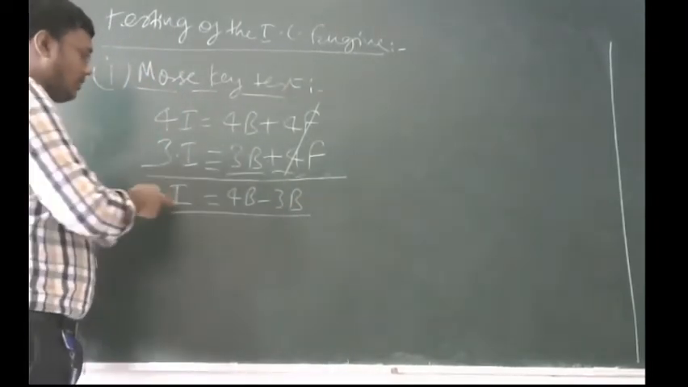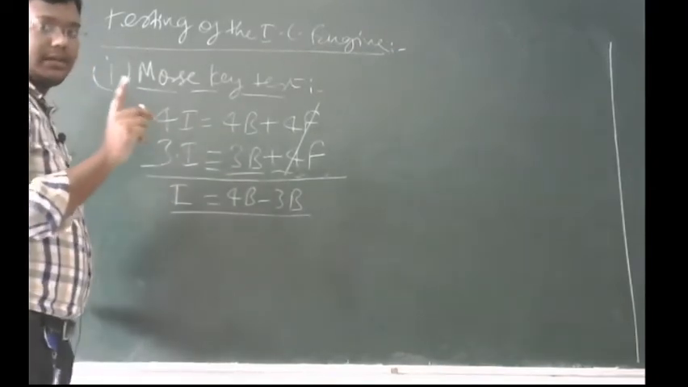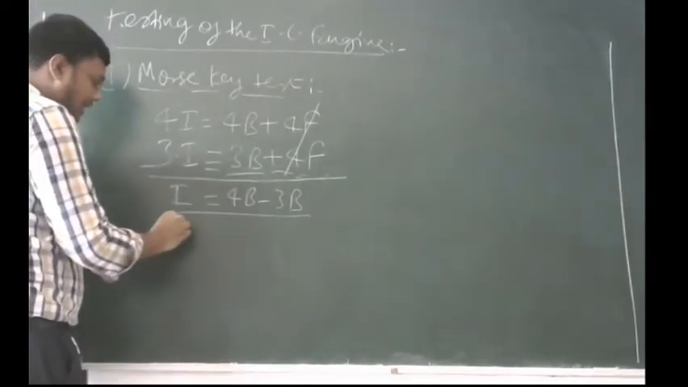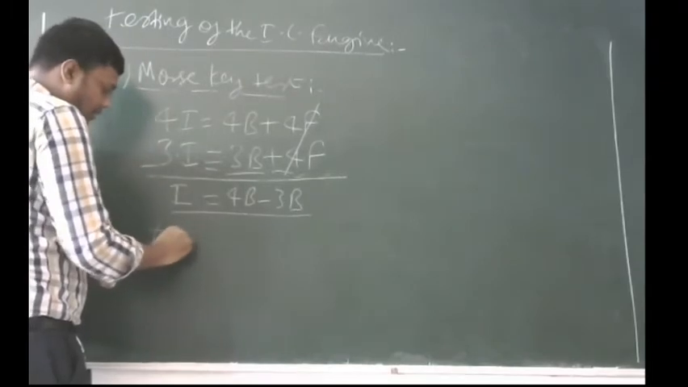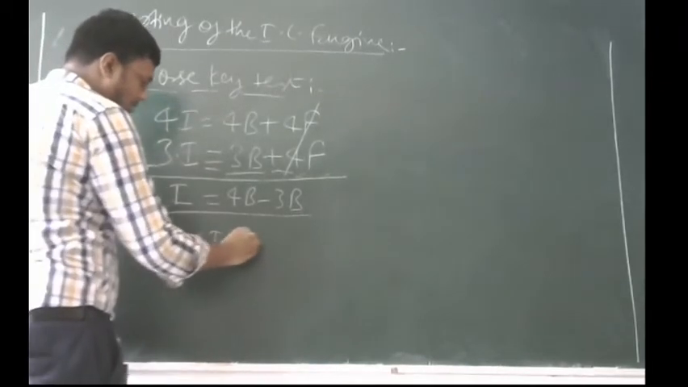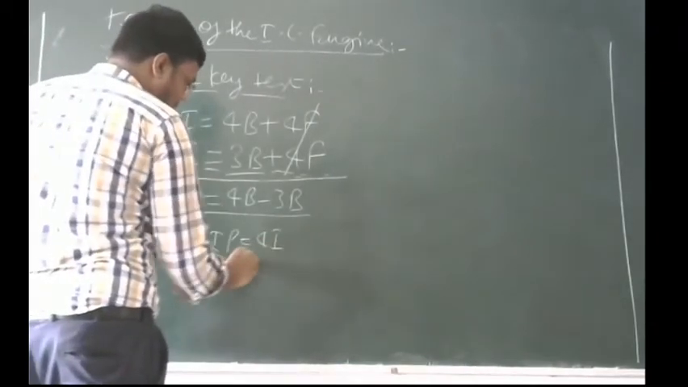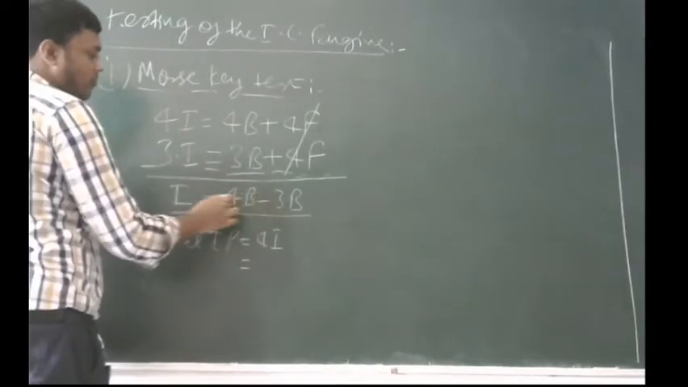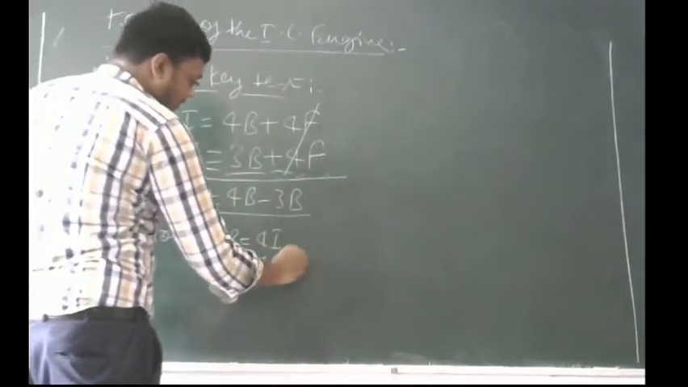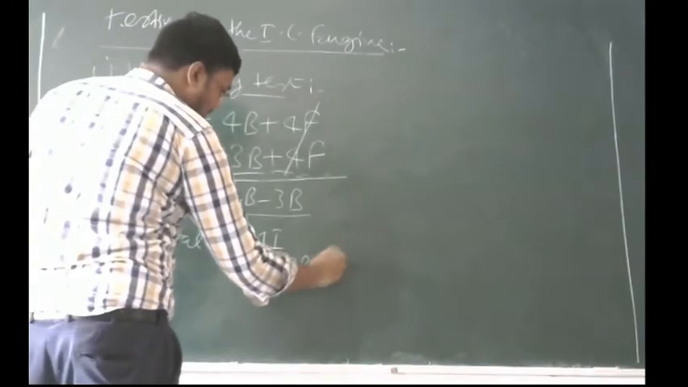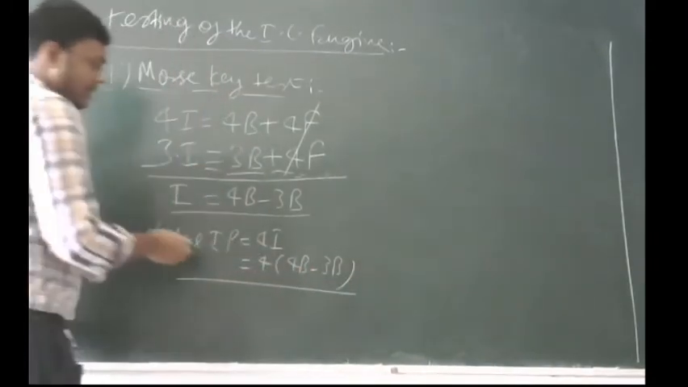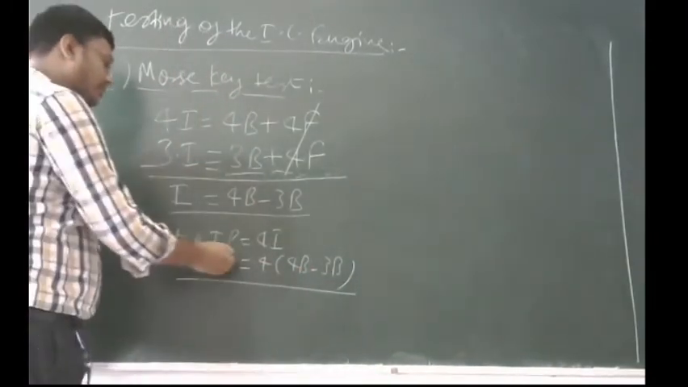So this is the indicated power for one cylinder. Similarly, for 4 cylinders, the total indicated power, total IP, is equal to 4 times I, that is 4 into (4B minus 3B). This is the equation. This way we can find the total indicated power for the cylinders.